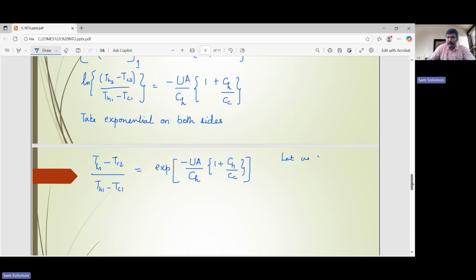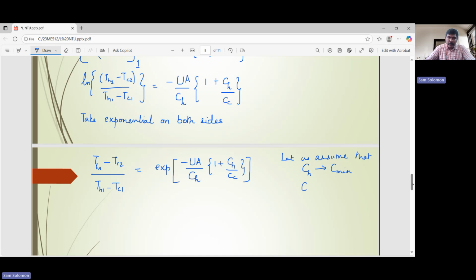So let us assume that CH, the capacitance rate of the hot fluid, is going to be the minimum capacitance rate. Among the hot fluid and cold fluid, either CH is going to be C minimum or CC is going to be your C minimum. So for convenience sake, let me take CH. You can also take CC. In that case, you can take the CC outside and you would get 1 plus CC by CH. Okay. So CH is going to be C minimum in this case.